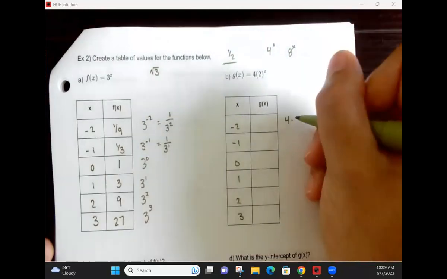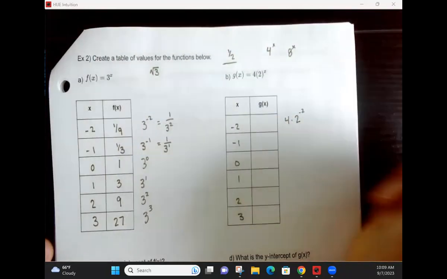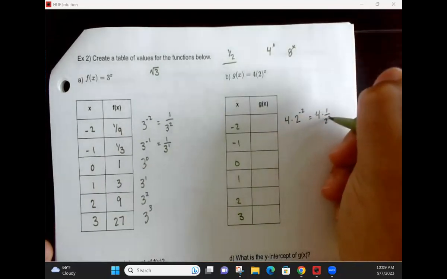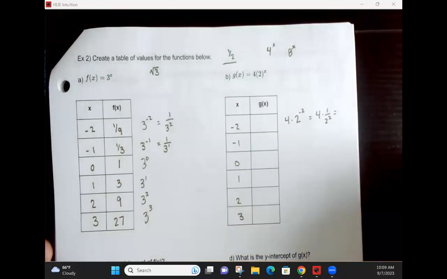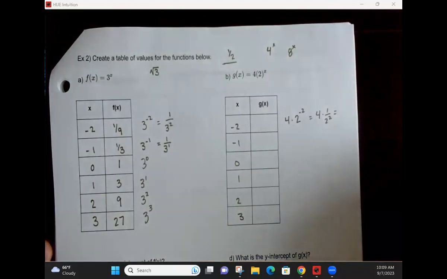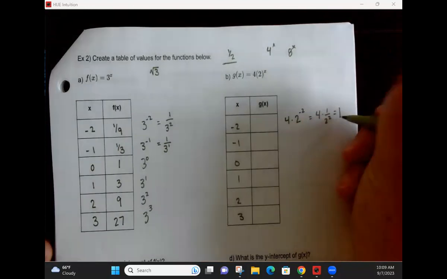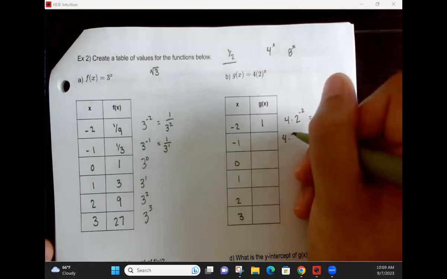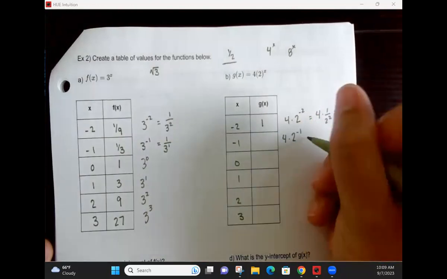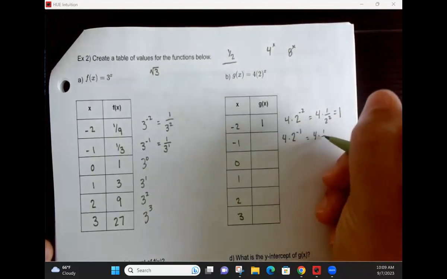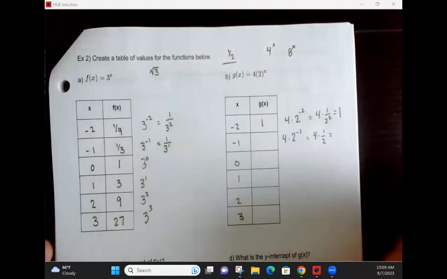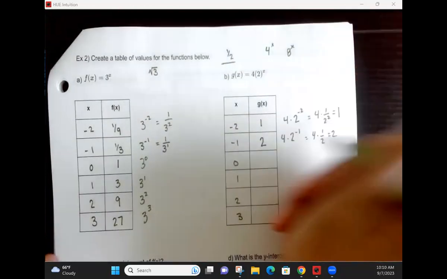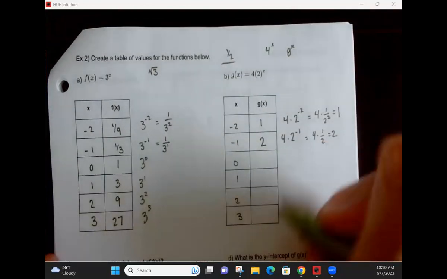4 times 2 to the negative second. So take your reciprocal. And what would I get here? You get 1, right? 4 times a fourth. 4 times 2 to the negative first. Don't forget your reciprocal. And we get 2. Finish your table for me.